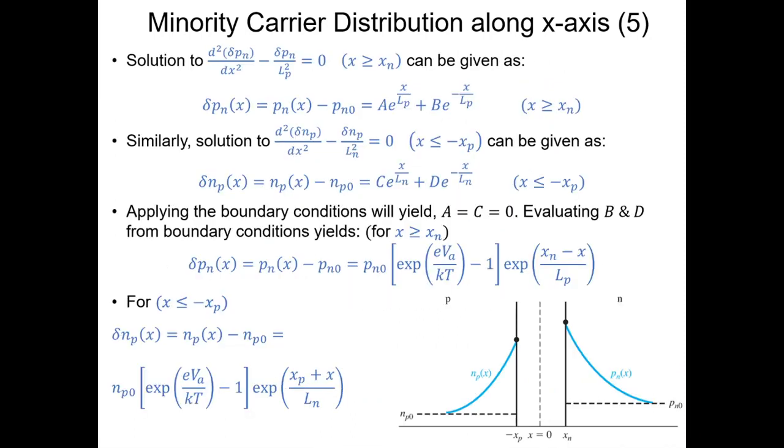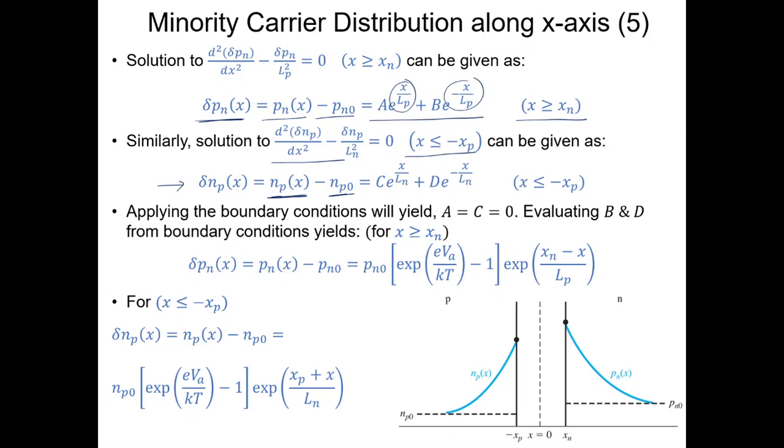Okay, so you know that the solution of this kind of second order differential equation can be written as an exponent, with a positive exponent and a negative exponent. Now this is valid for x greater than xn, and we have written this excess minority carrier concentration as the total minus the thermal equilibrium concentration. Similarly, for the other equation, which was valid for x less than or equal to minus xp, we can write a similar kind of solution, and this solution is for excess minority carrier electrons at the p side, which is the total minority carrier electrons at the p side minus the thermal equilibrium minority carrier electrons at the p side.